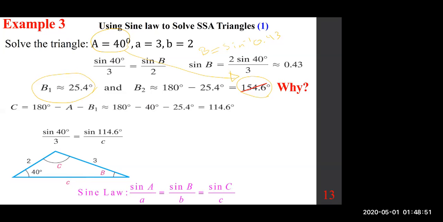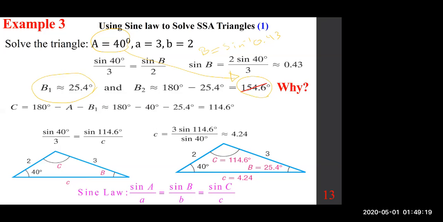All right, so cross product will do the job. It's a simple calculation now. C times sine 40 is 3 times sine 114.6, and the cross product will give us 4.24. So pretty much we're done. We got everything that we wanted, class. So you can look at this and see all the angles, all the sides, and that's it. It's a very simple case.